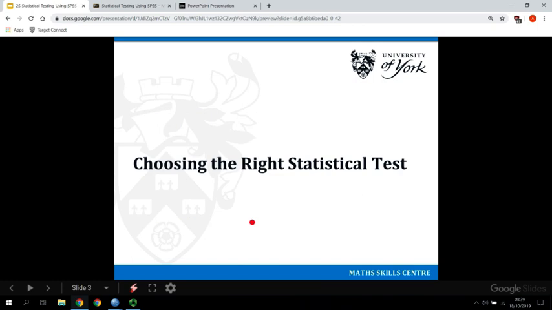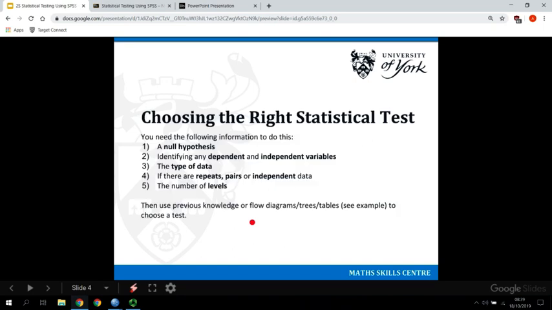So let's talk about how we choose the right statistical test. This is the most common question we get in the Math Skills Centre. In order to choose the right test, we need quite a lot of information about the experimental setup. So we need a null hypothesis. So we need to be very clear what it is we're testing.